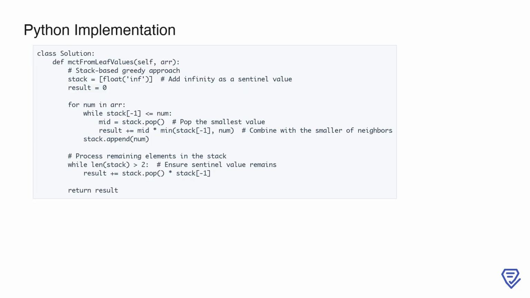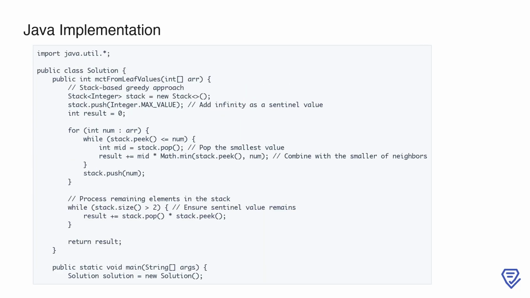The algorithm is efficient with a time complexity of O(n), because each element is pushed and popped from the stack at most once, ensuring optimal performance for this problem. Here, we begin by importing the necessary libraries and defining our class, Solution, where the method mctFromLeafValues is implemented. This method calculates the minimum cost to build a tree from leaf values using a stack-based greedy approach.